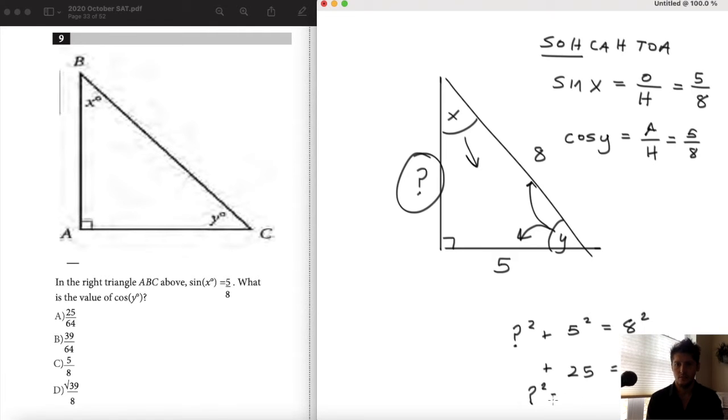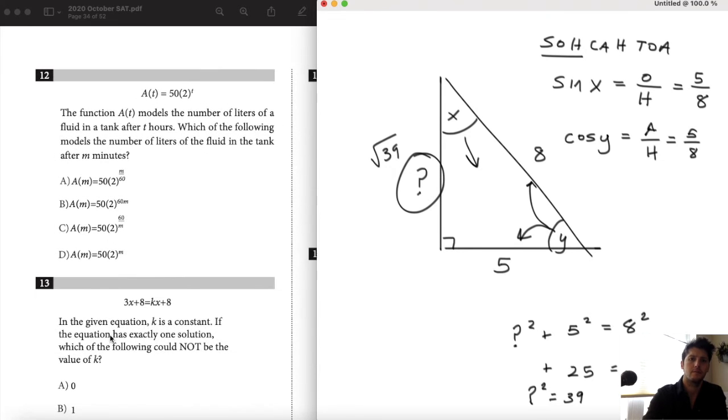That's 39, 64, yeah. And then this would be the square root of 39, but that doesn't matter. It's in the answer choices because there are some mistakes floating around. Okay, cool. Let's keep going.